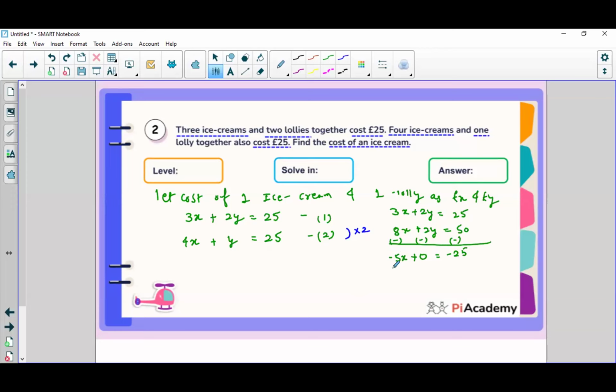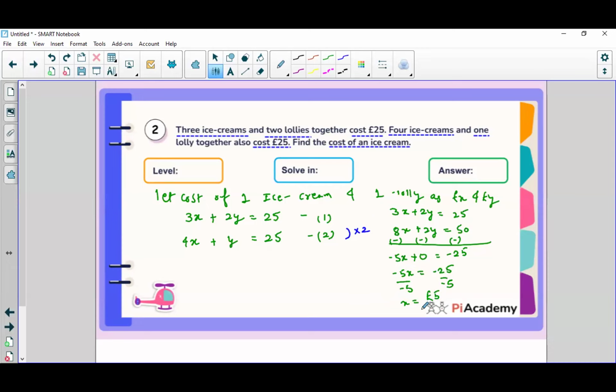Now, I got here negative 5x equals negative 25. Now, I want the value for x only, guys, right? So, on both sides I will divide by negative 5. If you divide both sides by negative 5, here I am left with x only. Both are negative numbers. If we are dividing both negative, the answer will be positive. So, that should be 5 pounds.